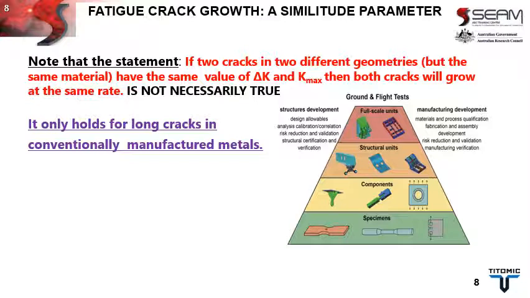What is meant by similitude? The common hypothesis is that if two cracks in two different geometries but the same material have the same value of delta K and Kmax, then both cracks will grow at the same rate. Unfortunately, this is not necessarily true. It only holds for long cracks in conventionally manufactured materials.